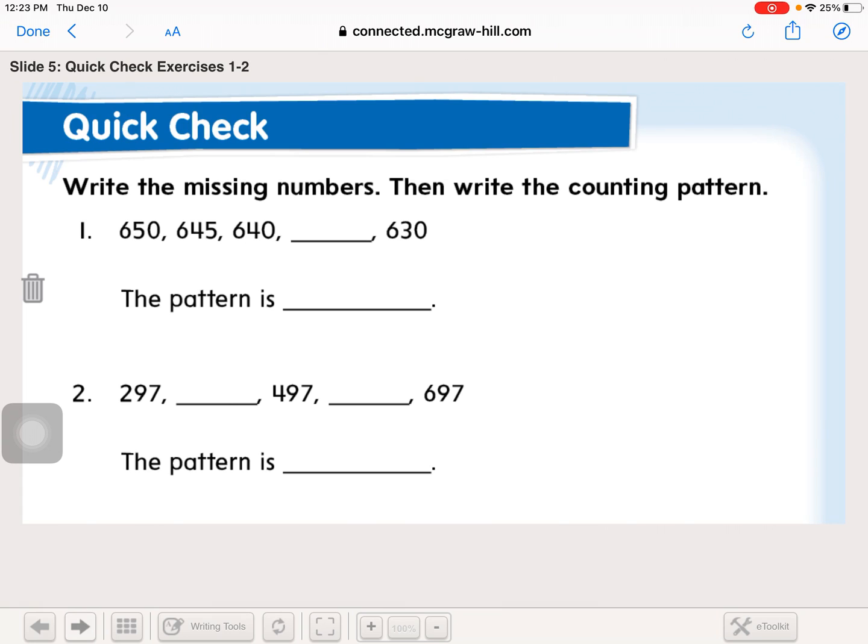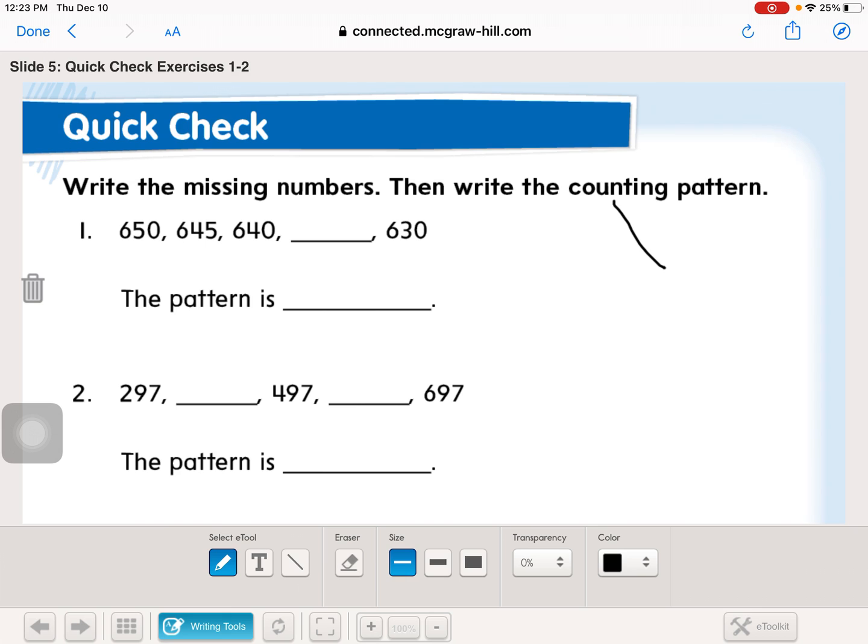650, 645, 640, blank, 630. Again, we are decreasing, so the pattern is going to get smaller, and it's getting smaller, 50 to 45, 40, blank, 30. So between 50 and 45, if I count back, 49, 48, 47, 46, 45, I took away 5. 45, 44, 43, 42, 41, 40, I took away 5. So it's decreasing by 5.